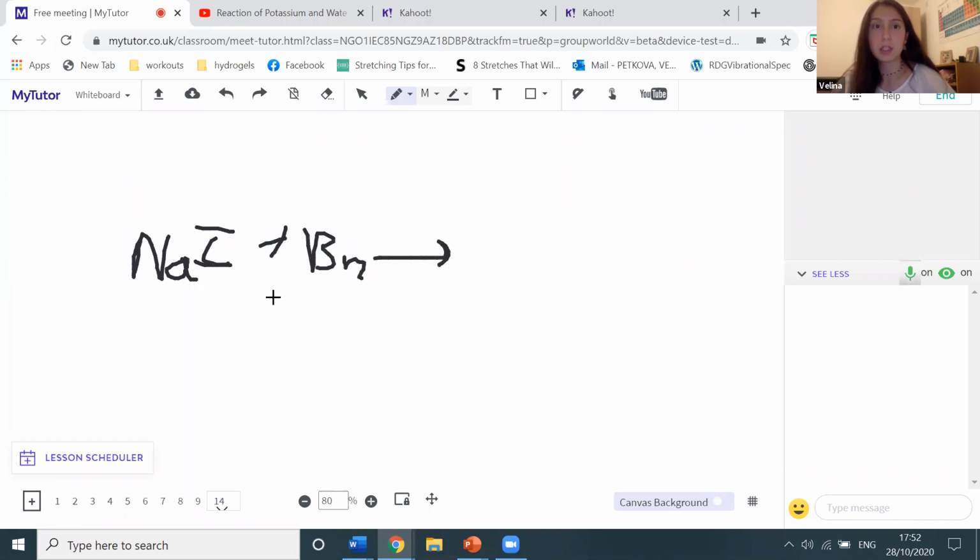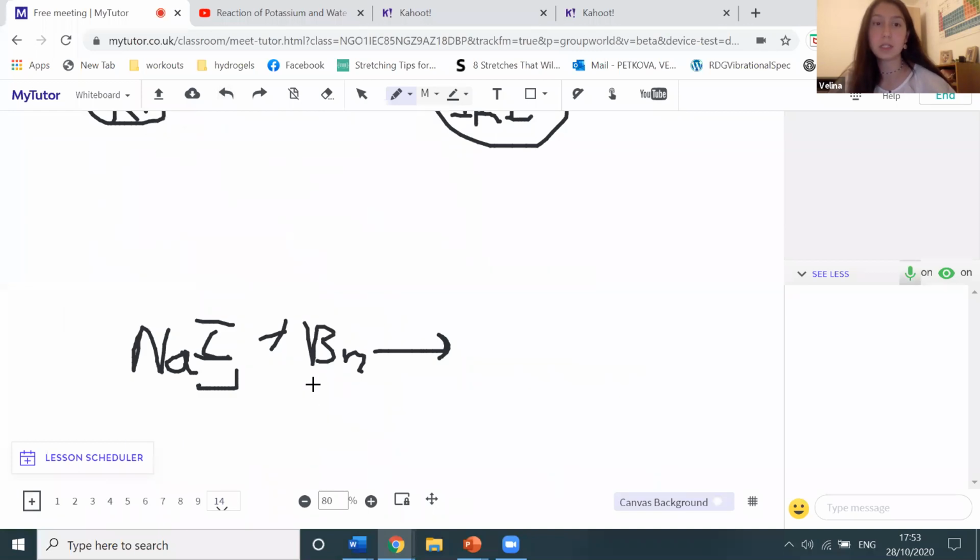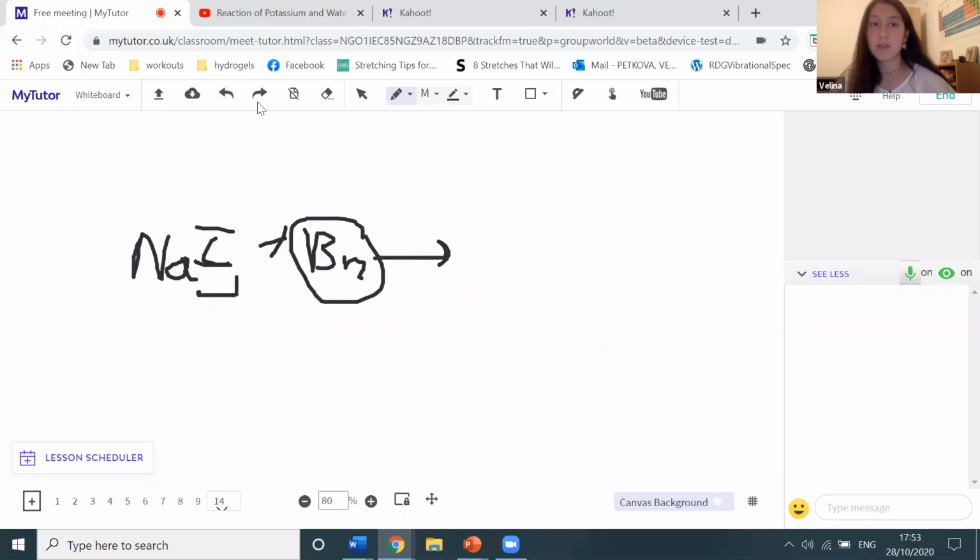If you get a question like this: will the bromine displace the iodine? What do people think? Yes, brilliant. So what colour are we starting as? What will be the colour on the left-hand side? What was the colour of bromine? We need to remember back. The colour of bromine, we were told, was yellow. Perfect. So it's going to start off with the colour of the halogen.